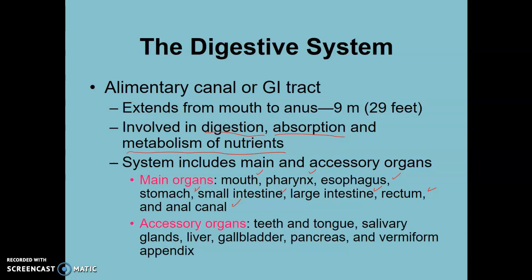Now, the accessory organs are called accessory organs because we really can go without these. We can still digest and absorb food without these. It's just the accessory organs make it easier for your body. So teeth, of course, it's easier to absorb food if you break it down into smaller pieces through chewing. The tongue moves the food around in your mouth. Salivary glands, a huge, huge accessory organ.